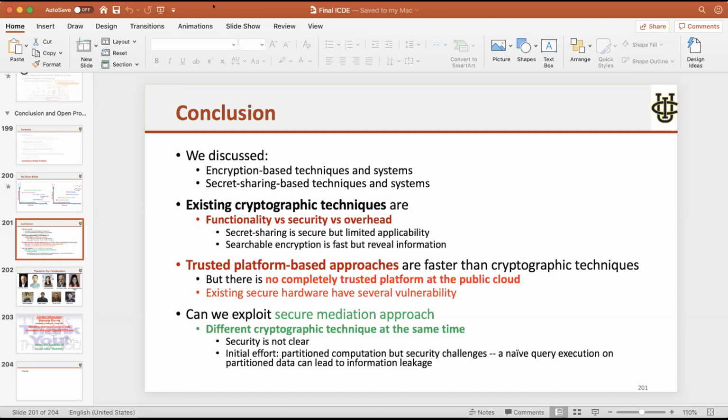No, I was referring to oblivious computation, not ORAM. I'm sorry, I'm mistaken. Okay, got it. Yeah, carefully designed oblivious computation. Yeah. Thank you.